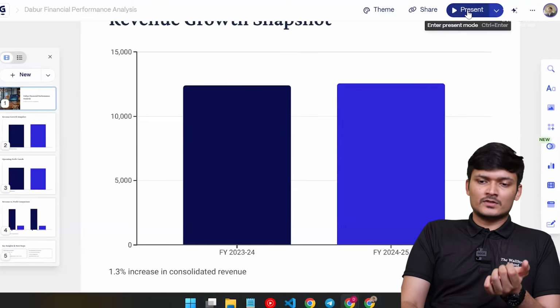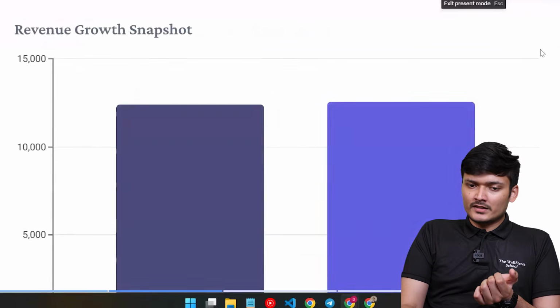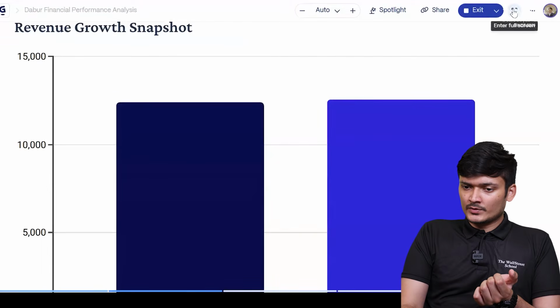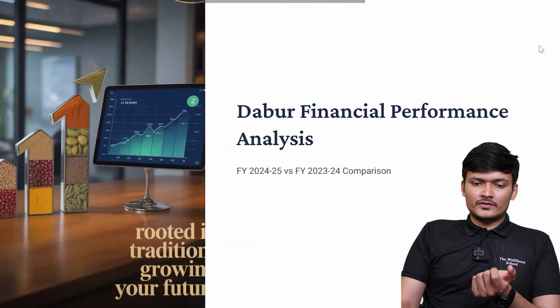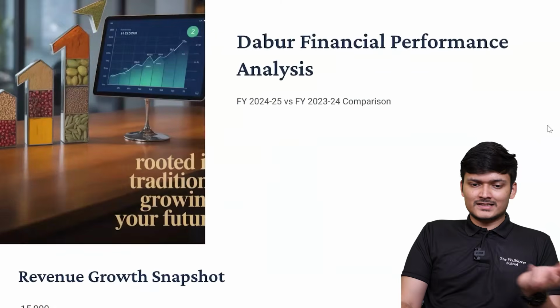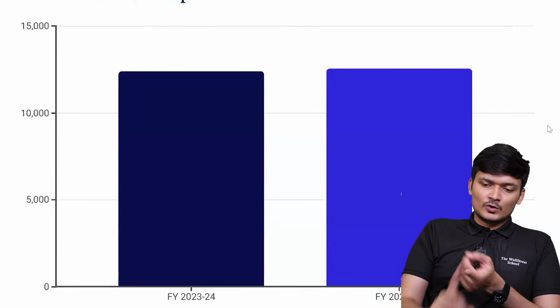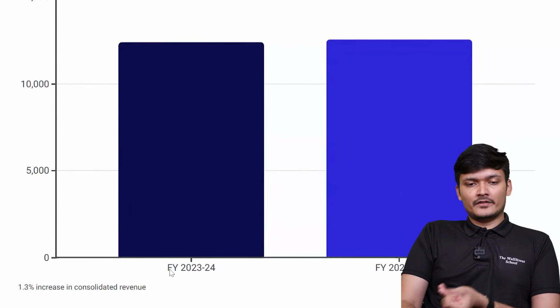Also, if you are showing it to your boss or on a Zoom session, you can just click on present and then go full screen. The option comes over here. Now you can just use your arrow keys. For example, this is the first slide, this is the second slide. You can see revenue growth over here. You have to scroll a bit. 1.3% increase in consolidated revenue.